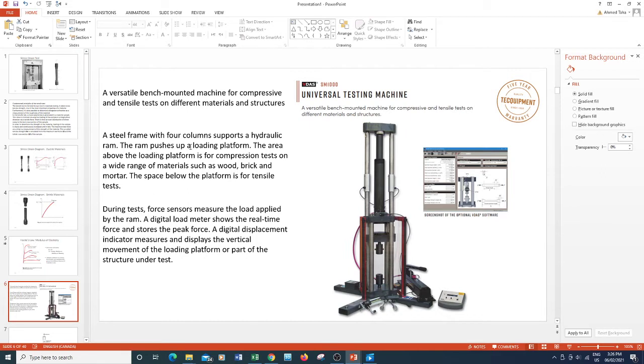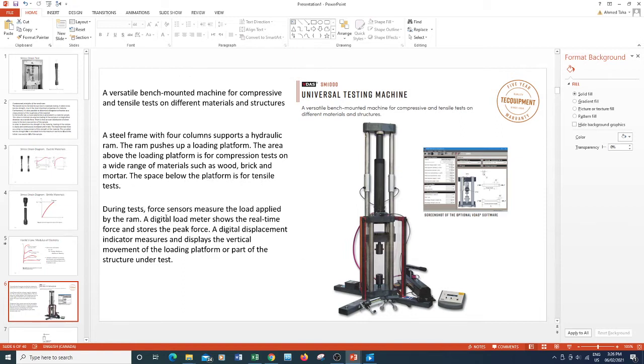The ram pushes up a loading platform. This is the loading platform. The area above the loading platform is for compression tests on a wide range of materials such as wood, brick and mortar, which is this area here. And the space below the platform is for tensile testing, which is this space here.